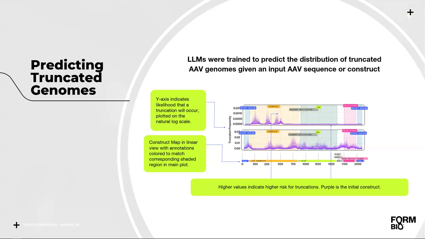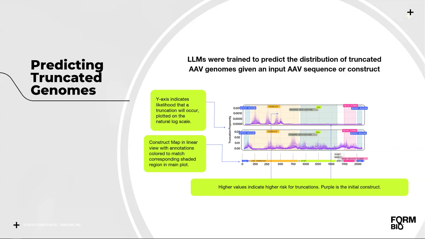So as I mentioned, one of the outputs that we get from our AI/ML model when we input a nucleotide sequence for AAV gene therapy constructs is that it allows us to identify regions within the construct that are at a higher truncation risk.